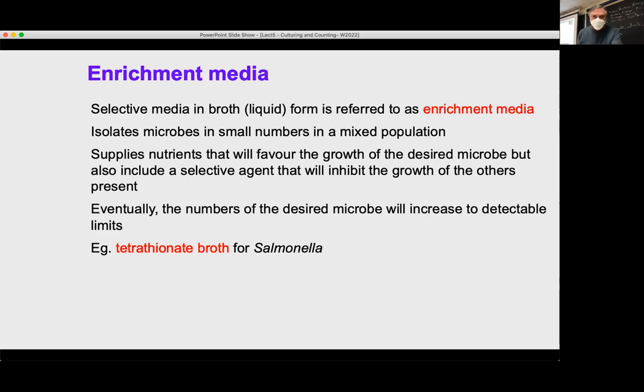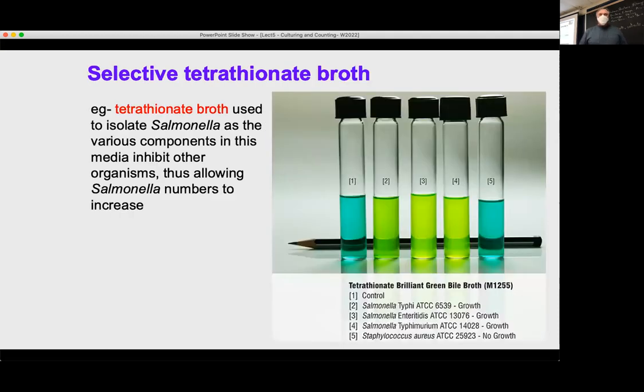Here's one at the bottom. Tetrathionate broth for Salmonella. You can have a broth called tetrathionate broth. That's for enriching Salmonella. Here's an example of a tetrathionate broth picture.